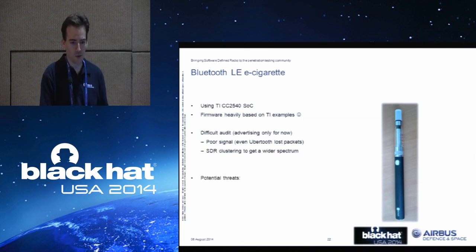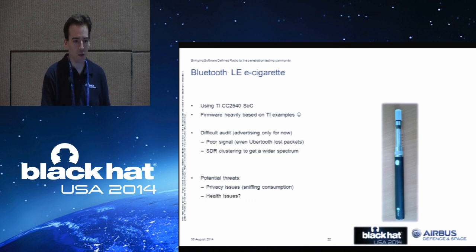The potential threats we imagined on that: well, the first is privacy issues. Still not a good one, because sniffing the consumption of your electronic cigarette might not reveal a lot about yourself. Maybe health issues, because this electronic cigarette can be configured from your iPhone to select between, I think, two parameters of nicotine. So maybe if we can override this and send you a huge dose of nicotine, you will be a bit dizzy.